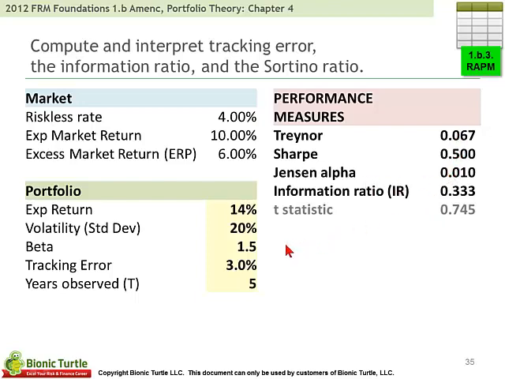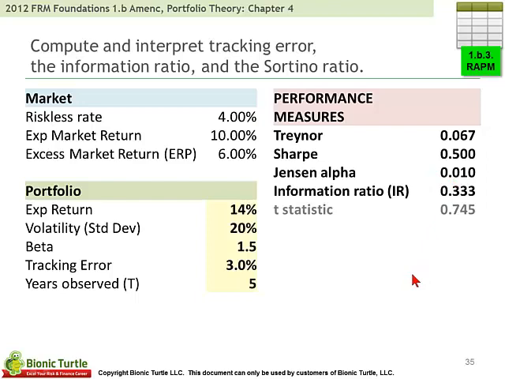And then the Jensen alpha. Well, what would be the performance of this portfolio predicted by the capital asset pricing model? Well, it would be a beta of 1.5 multiplied by the market's excess return here of 6%. So 6% times 1.5 is 9%, plus the riskless rate of 4% gets us 13%. This portfolio with a beta of 1.5, capital asset pricing model tells us should have a return of 13%. But it's returning 14%, so its alpha here, its Jensen's alpha, is 1%.